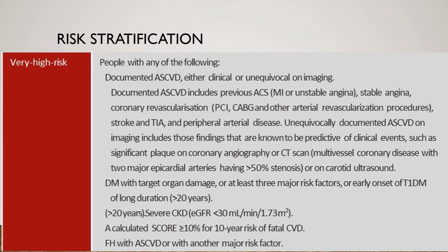Patients with diabetes mellitus with target organ damage already, or at least 3 major risk factors other than diabetes, or early onset type 1 diabetes mellitus of more than 20 years, are considered very high risk. Severe chronic kidney disease is also considered very high risk by itself. If you calculate the patient's score and it is more than 10% for 10-year risk of fatal cardiovascular disease, it is considered very high risk. Also, familial hypercholesterolemia with atherosclerotic cardiovascular disease or with another major risk factor. So, patients with documented atherosclerotic cardiovascular disease are by themselves considered very high risk, as are patients with diabetes, a risk score more than 10, and familial hypercholesterolemia.